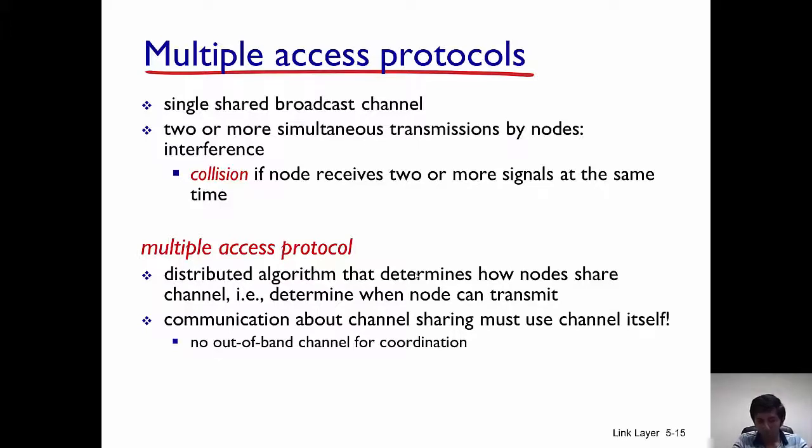Now, multiple access protocols are a kind of distributed protocol that every node runs by itself and determines whether it should transmit at a particular point or not. That is the essence of a multiple access protocol. It allows users to share the broadcast channel and tries to make sure that collisions are minimized, or in some cases that there are no collisions at all.